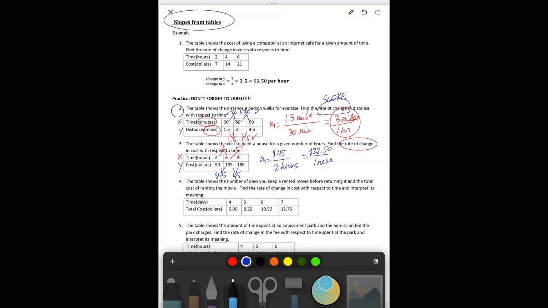All right, so now it says the table shows the number of days you keep a rented movie before returning it, and it tells you the total cost of renting the movie. So find the rate of change, which is the slope, in the cost with respect to time, and interpret its meaning. So this is the X, this is the Y. So let's find the difference in the X's. 5 minus 4 is 1. 6 minus 5 is 1. 7 minus 6 is 1. So every day is going up by 1 day.